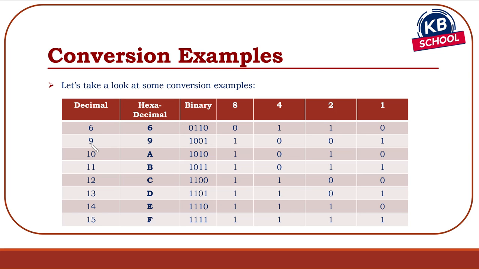So 9, again, very simple. 9 over here in decimal is 9 over here in hex. How do I write 9? 1 over here under the 8, 1 over here under the 1. These two are 0, so 1, 0, 0, 1.